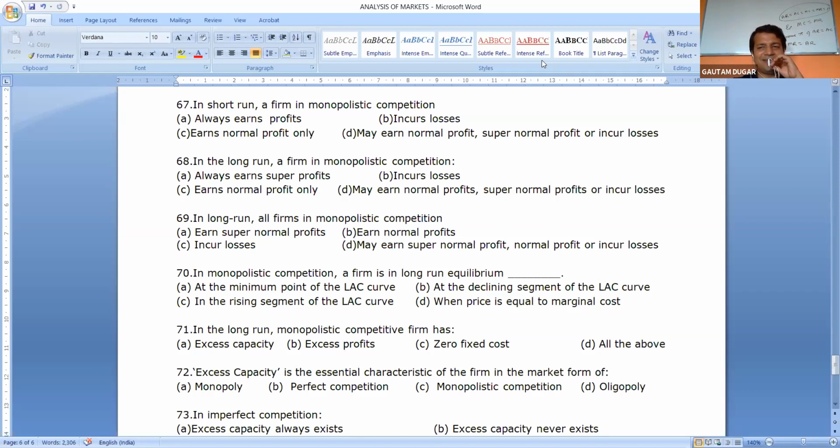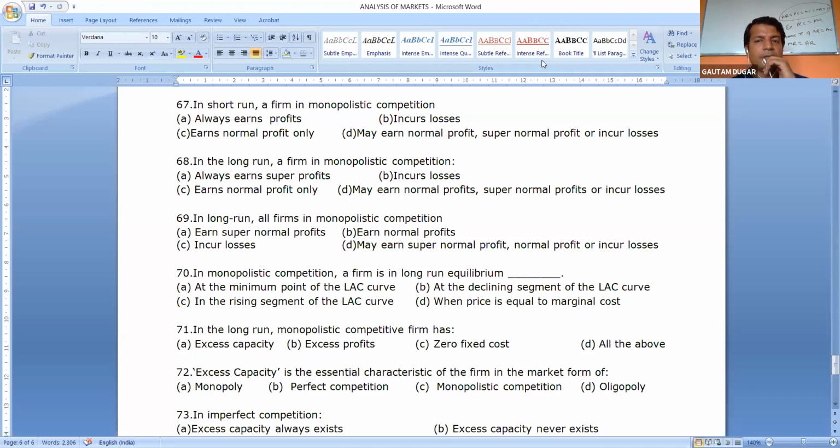I'm just waiting for the answers. I think all the options have been used. Here we discussed the long run, a firm is having normal profits. And we also discussed that every firm will have excess capacity. Excess capacity means basically the firm is operating at less than the optimum level of output.